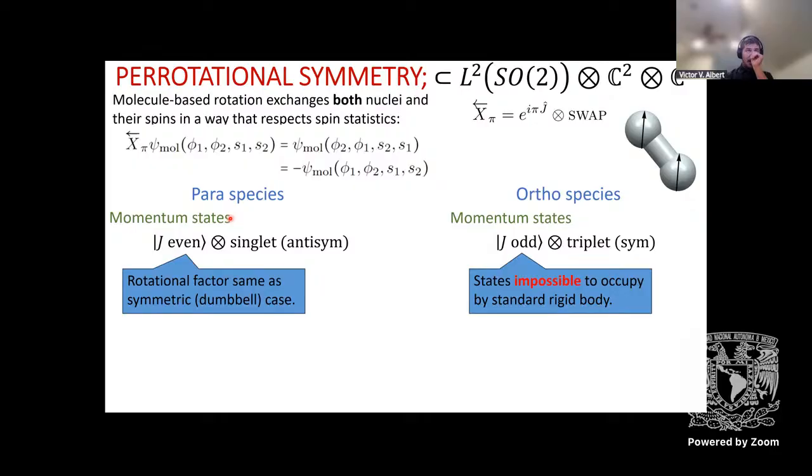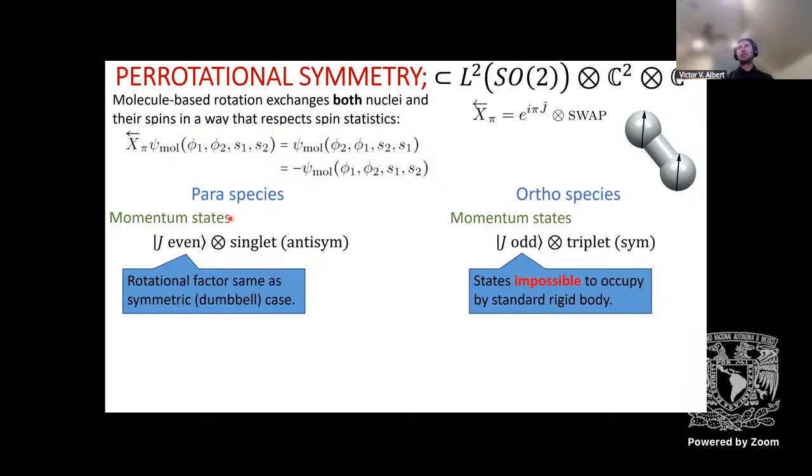Now it's odd. And this is not something that you can possibly occupy by any kind of symmetric rigid body. If you had a microscopic dumbbell with identical spinless nuclei, spin 0, it cannot have angular momentum that is odd. But hydrogen, because of this interplay of spin statistics and symmetry, can. So that's the momentum story.